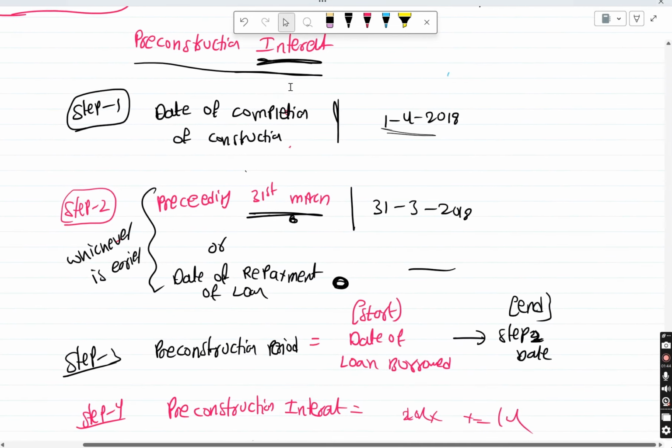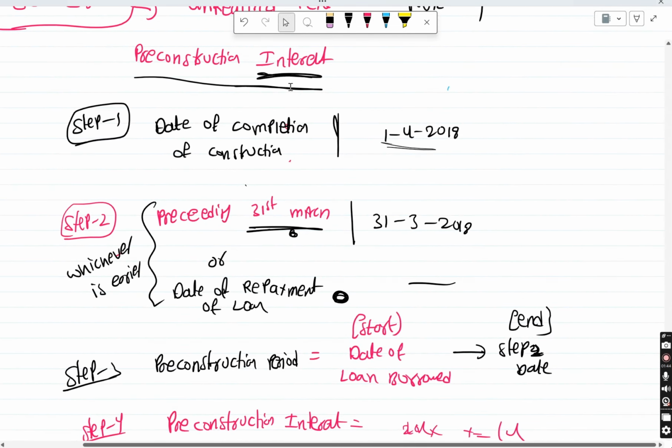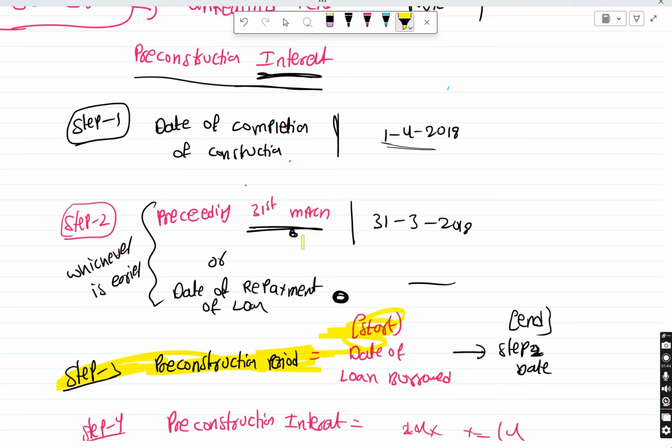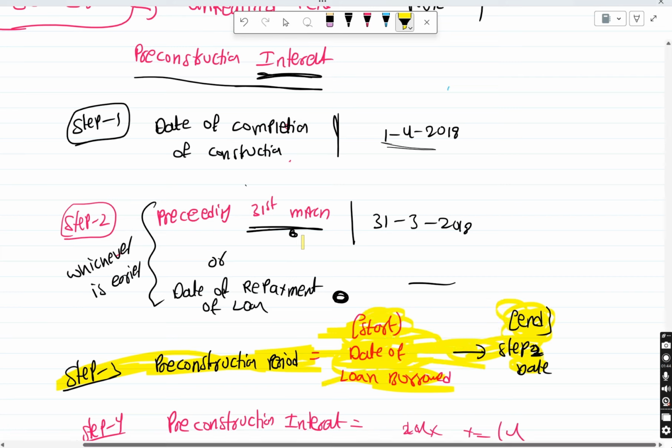So first you need to find out the pre-construction period, which is this part. If you find out the pre-construction period, then it is easy. This part is important. We'll do a question also, if possible today only we will do it. Guys, understood?